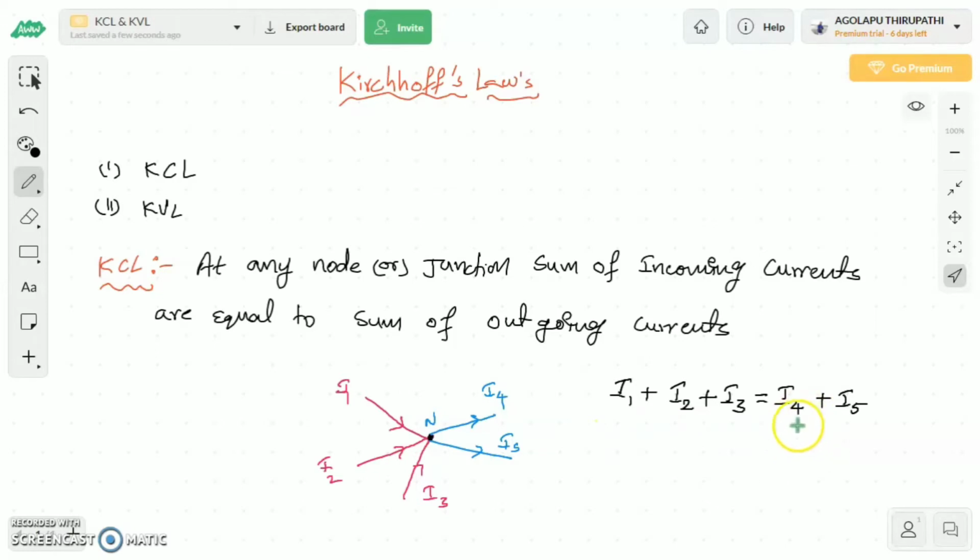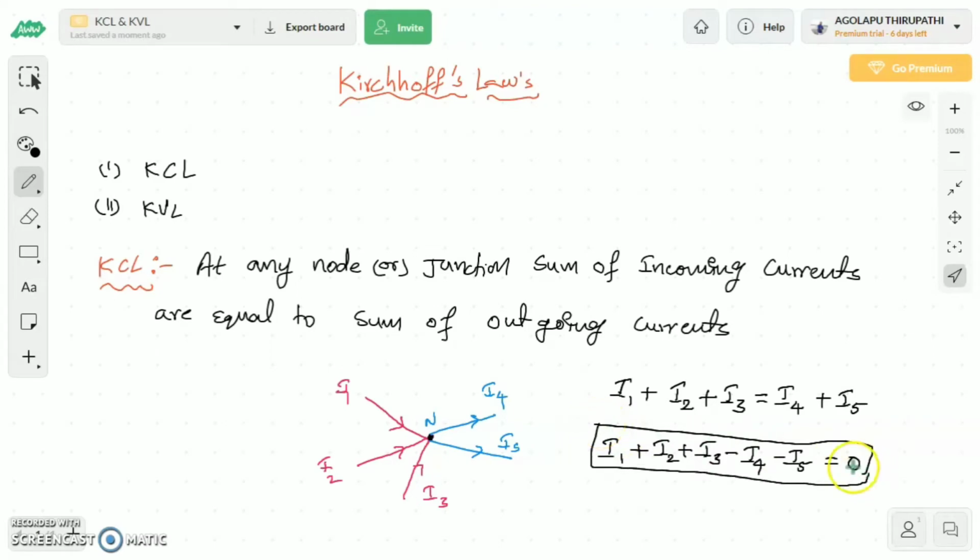Now send the RHS elements I4 and I5 to the LHS side. Then what happens? I1 plus I2 plus I3 minus I4 minus I5 is equal to 0. From this equation we can state KCL in other words: at any node or junction, the algebraic sum of the currents is equal to 0.